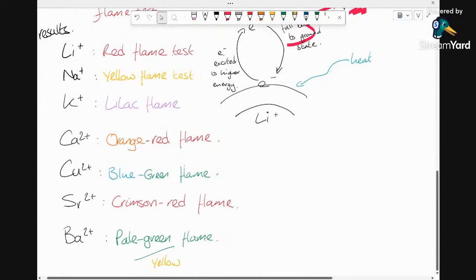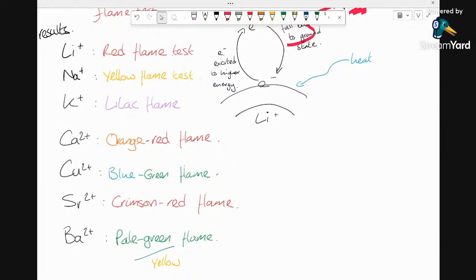But guys, those are all of the flame tests that you need. You don't need any others. These are the ones that they expect you to know. And yes, guys, I'm really sorry, you just have to know them. There is no rhyme nor reason to it, but it's nice to see that the top ones, which are the 3 1+s, have one color in the name: red, yellow, and lilac.